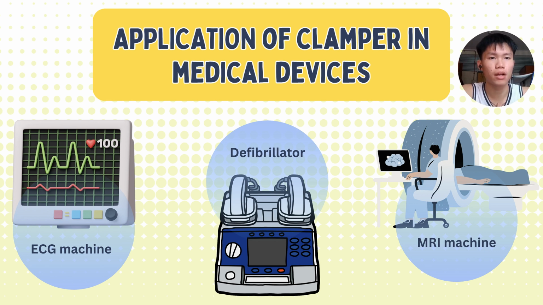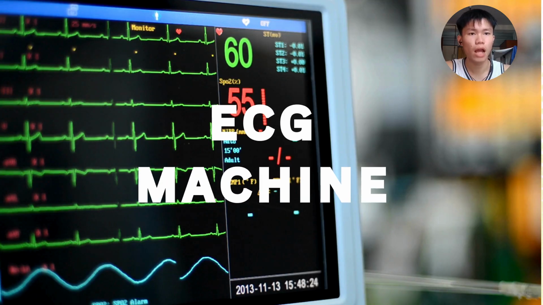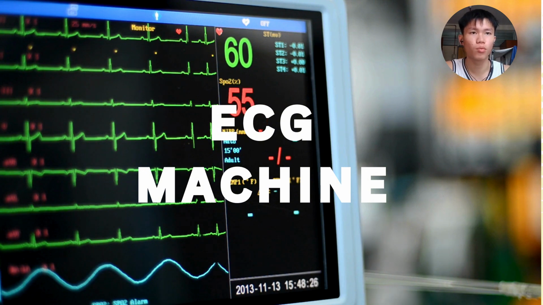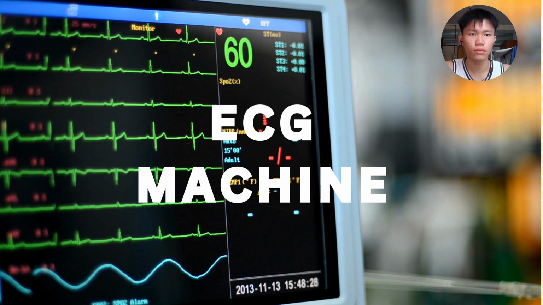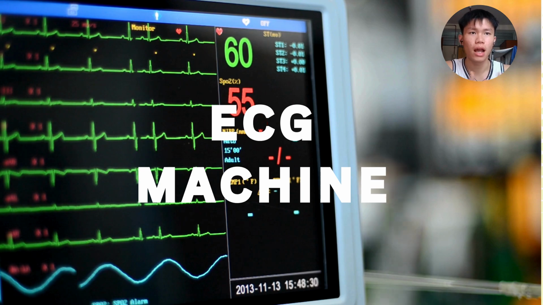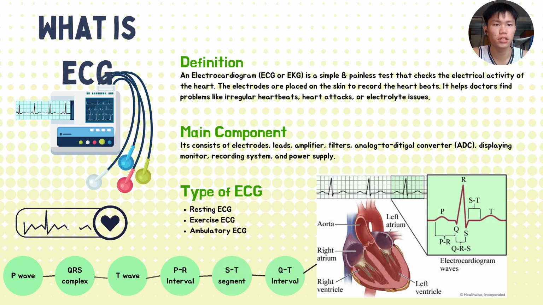Today, my teammate and I are going to discuss the application of clamper in medical devices such as defibrillator, MRI machine, and also ECG machine. And now, I'm going to explain how the clamper circuit works in the ECG machine. Let's start with the definition of ECG.